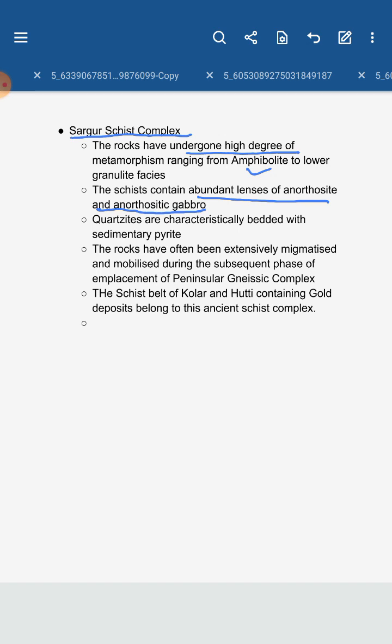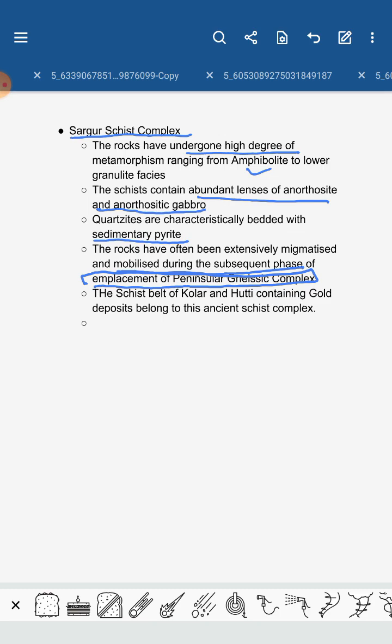Quartzites are characteristically bedded with the sedimentary pyrite. The rocks have often been extensively migmatized and mobilized during the subsequent phase of the emplacement of peninsular gneiss. So this point is important, that these Sargur schist complex rocks have been extensively migmatized and mobilized during the subsequent phases of emplacement of peninsular gneiss complex.